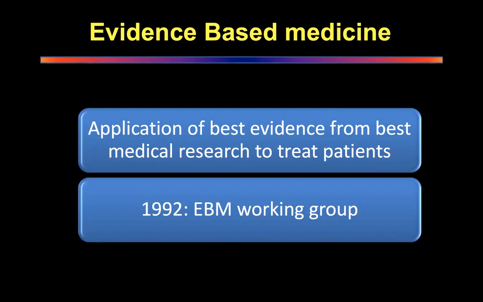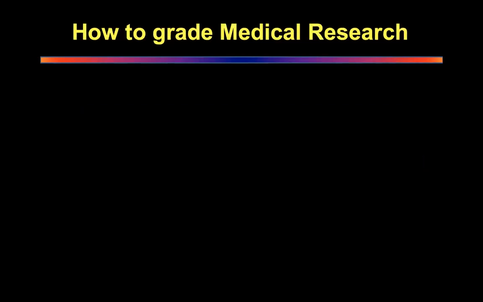This is the original definition. This is the definition which I want you to tell. I don't want you to tell your interpretation. It's okay if you don't remember this to tell your interpretation, but this is from the original paper. So: application of best evidence from best medical research to treat patients. It's as simple as that, okay? All right. So how do we grade medical research?